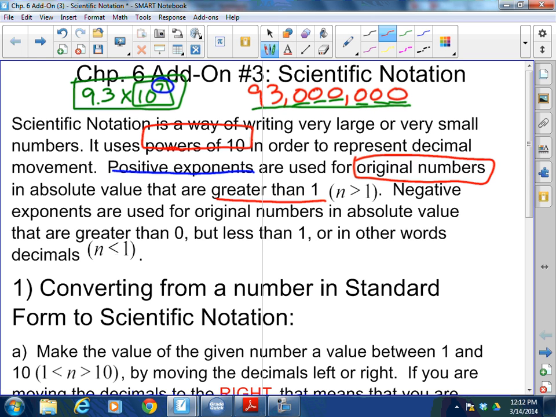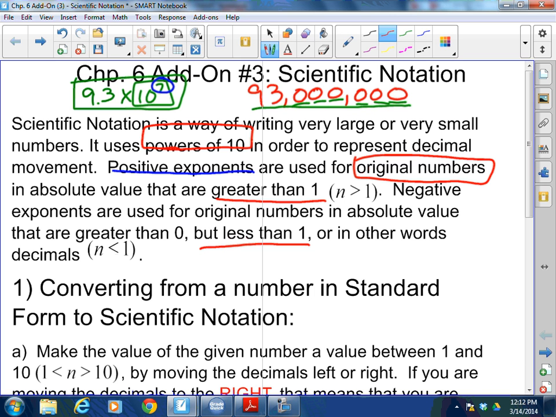And I'll explain all of this with examples. Negative exponents are used for original numbers in absolute value that are greater than 0 but less than 1. In other words, it's a fractional or decimal value.